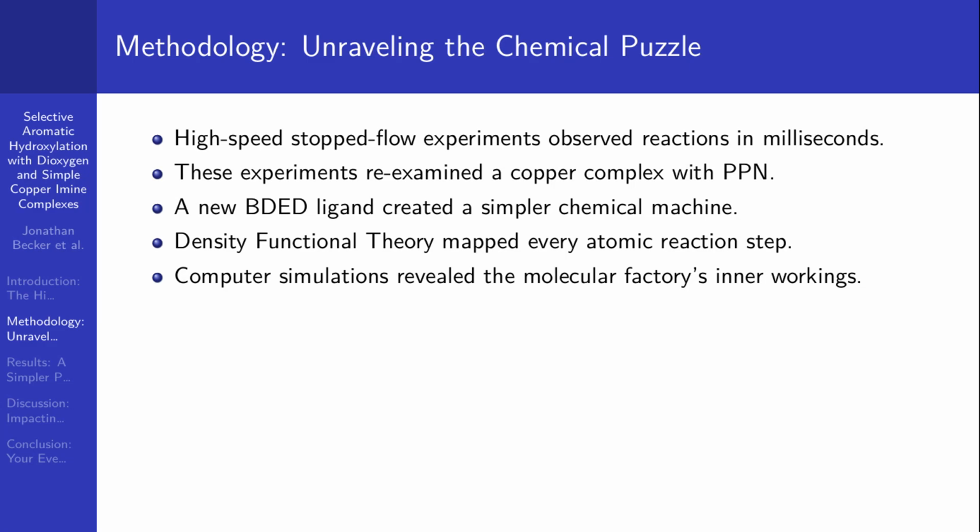Imagine trying to understand how a complex machine works. You wouldn't just look at it, you'd take it apart, watch it in action, and maybe even build a computer model to simulate its inner workings. That's exactly what we did with our chemical reactions. We started by re examining an existing machine, a copper complex with a ligand called PPN, using high speed stopped flow experiments to observe reactions happening in milliseconds. This is like slowing down a fast moving car crash to understand every detail.